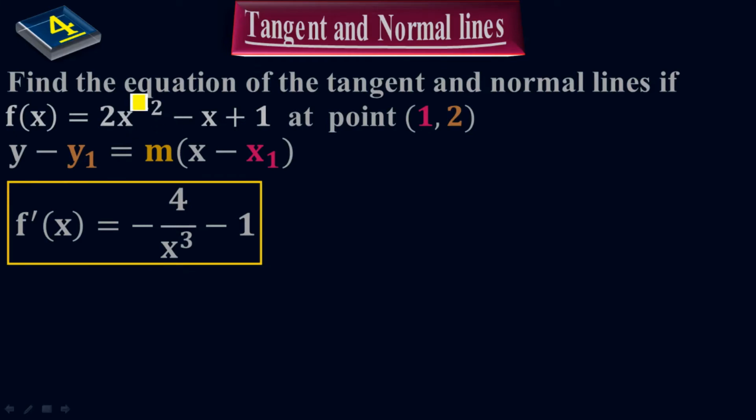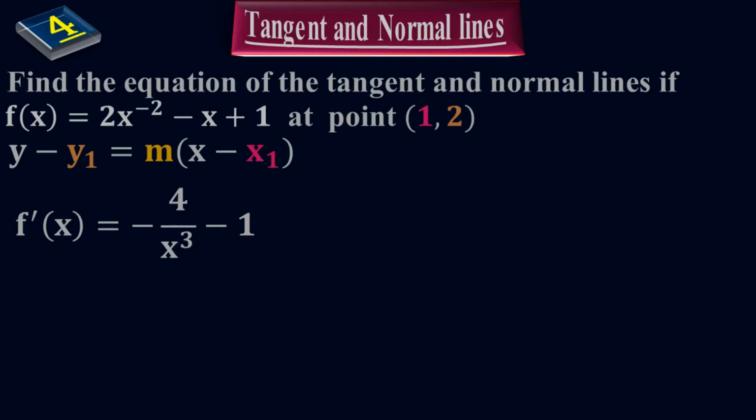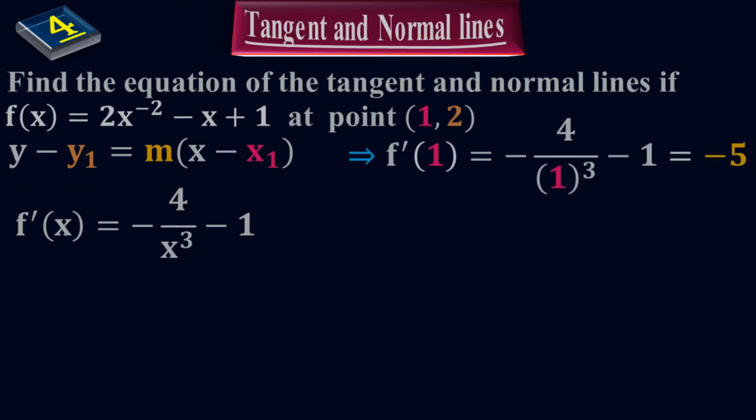Apply simply the power rule here. The derivative of this term will be negative 4 over x cubed, and the derivative of negative x will be negative 1. The derivative of 1 is 0, which is a constant. This is the derivative of f of x, which is f prime of x. Since we got the derivative of f of x, now I'm going to plug in the value of x. The value of x is 1, because two values have been given, x sub 1 and y sub 1. Plug in the value of x here, which is my x sub 1. It equals negative 4 over 1 cubed minus 1, which equals negative 5.